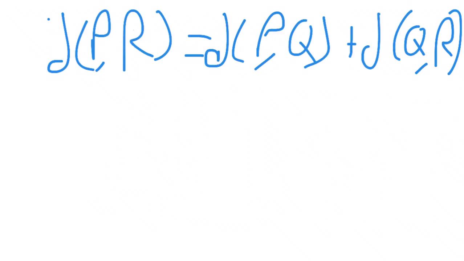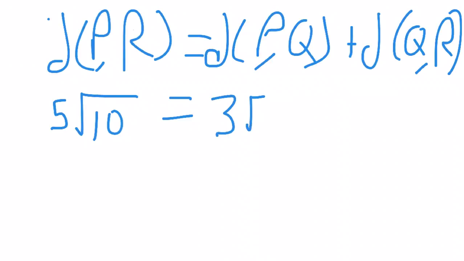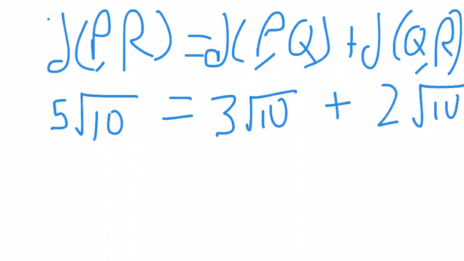Alright, so now, like I said before, we need to check if the length of the two shorter sides, or the two shorter segments, equals the length of the bigger segment. So, we said the distance from P to R was equal to 5 times the square root of 10. The distance from P to Q was 3 times the square root of 10. And the distance from Q to R was equal to 2 square roots of 10.